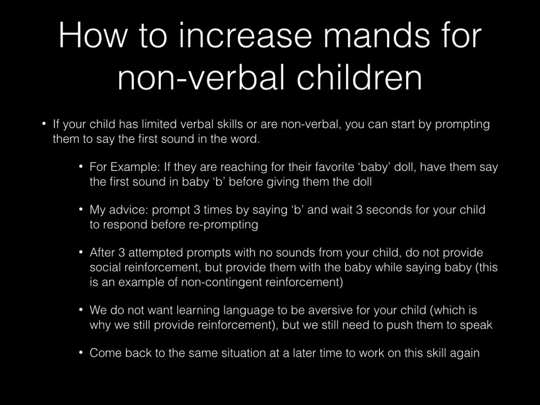After you've attempted 3 prompts, and if your child has not made any sounds at all, do not provide any social reinforcement, but you can provide the child with the item. So provide the child with the baby, and while you're handing them that item, you can say baby again. This is an example of something that's called non-contingent reinforcement, because even though they have not engaged in the behavior that we're looking for, which is them to say b or baby, we're still going to provide them with reinforcement.